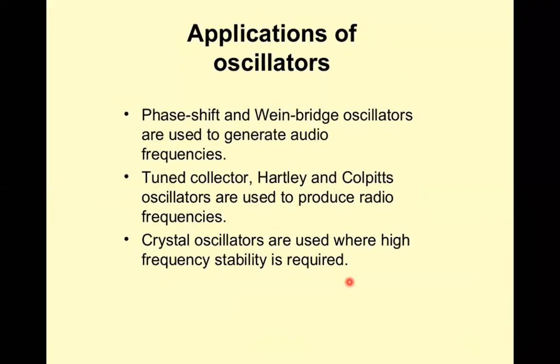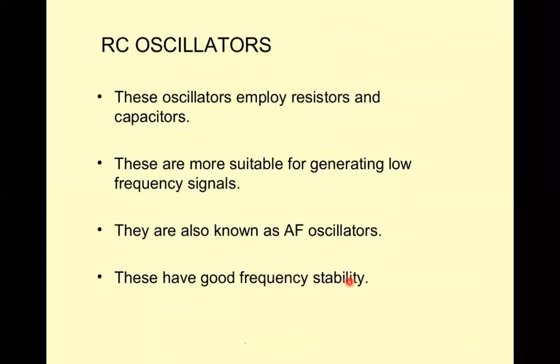Now, what are the applications of each of the oscillators? We have 6 to 7 oscillators overall. The first, phase shift and Wien bridge oscillators, are used to generate audio frequency. What kind of range was it? It was from a few hertz to 20 kilohertz. Tuned collector, Hartley and Colpitts are used to produce radio frequencies. Crystal oscillators are used where high frequency stability is required. So for a high value of frequency, we use crystal oscillators.